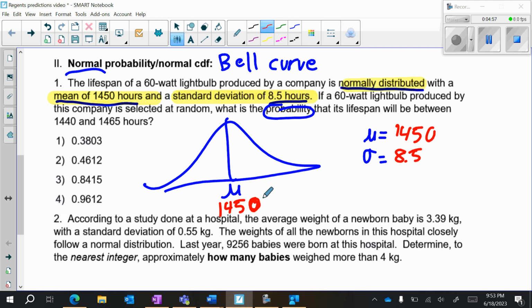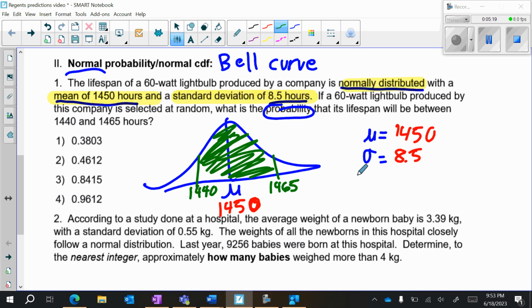So this says, what is the probability, which means the area under the curve, that the lifespan is between 1440 and 1465 hours. So 1440 is a number on the left of the mean, and 1465 is a number on the right of the mean. It doesn't necessarily have to be symmetric, but what you want to do is shade the area that you're interested in finding, okay?